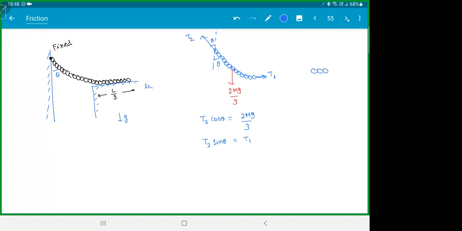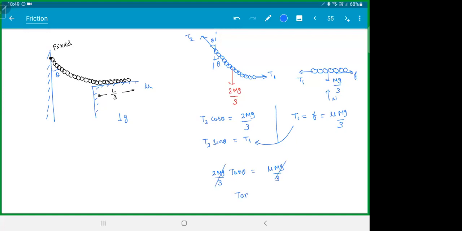Now on the horizontal part of the chain, this would be T1. This would be mg by 3 because it's only 1/3 of the chain. Friction would be this way and this would be the normal reaction. Since it's on the verge of slipping, T1 will be equal to friction, which will be equal to mu mg by 3. And then you're done. Equate and put it in. T2 sin theta by T2 cos theta becomes tan theta, which is mu mg by 3 divided by 2 mg by 3. mg by 3 goes off, tan theta is equal to mu by 2.